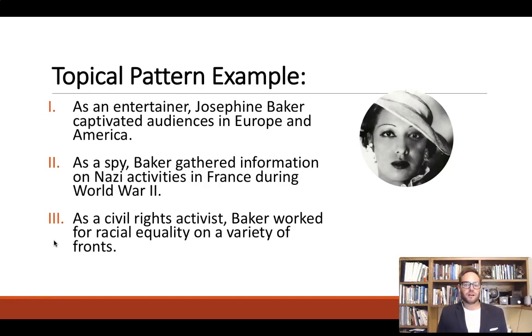The topical pattern, once again, this is where we have a broad topic, and each of the main points might not necessarily relate to each other, but they all point to that main topic. And so, for example, this is a speech on Josephine Baker, right? And that's going to be the main topic of the speech, but our main points could look at various aspects of Josephine Baker. So this illustrates that organizational pattern.